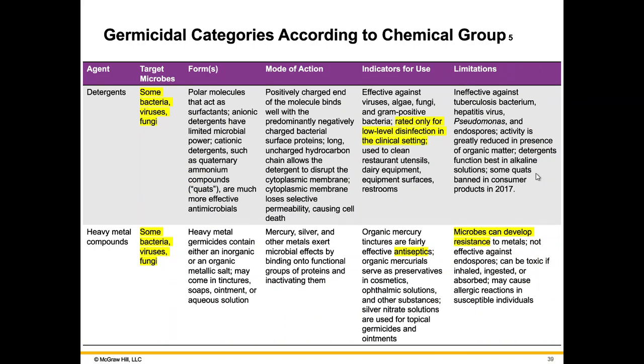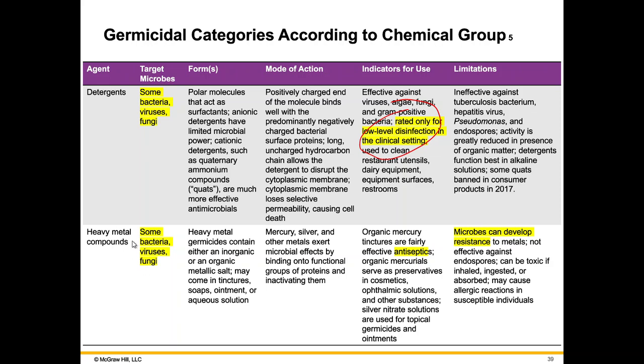We have detergents. It'll kill some bacteria, viruses, and fungi. This is a low-level disinfection process in the clinical setting. And these can be used to clean restaurant utensils, dairy equipment surfaces, restrooms, etc. Because we only need that low level of disinfection to make these clean enough, if you will, for use.